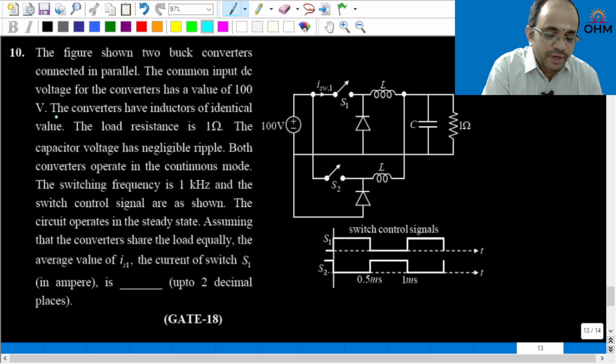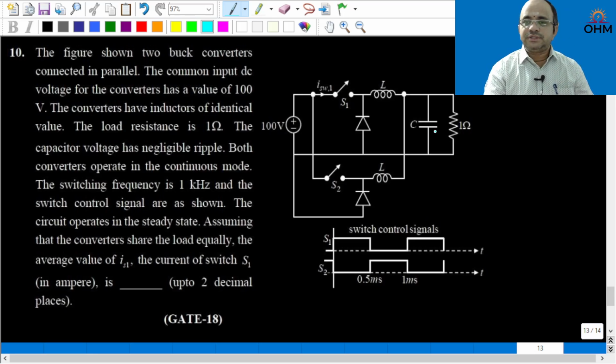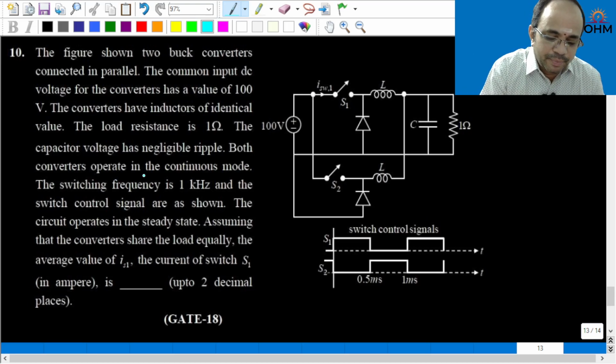One more point I missed, sorry. The converters have inductors of identical value. That means these two inductors have identical value. Why? Just to share the load current equally. Next, the load resistance is 1 ohm. The capacitor voltage has negligible ripple. What do you mean by that? The capacitor is large, in such a way that the voltage across the capacitor has negligible ripple. That means the output voltage of the capacitor is almost constant. Both converters operate in the continuous mode. The switching frequency is 1 kilohertz, that means 1 millisecond, and the switch control signals are shown in this figure.